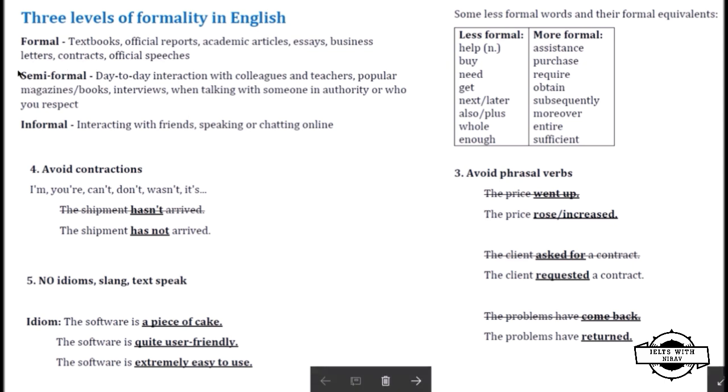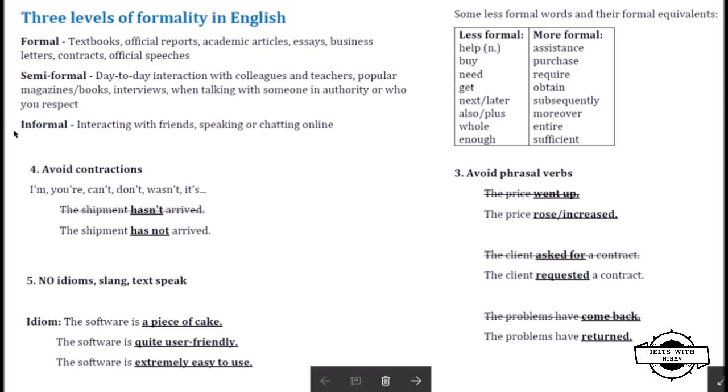The second one is semi-formal. This is for day-to-day interaction with a colleague or teacher, when talking with someone in authority or someone you respect. Let's say you are writing to your manager. You will be familiar with him or her, but you are writing to your manager, so there should be some respect. So you must write the letter in a semi-formal manner. Or say you are a student writing a letter to your teacher regarding your query, your doubts, or some question. In that case you must write a semi-formal letter.